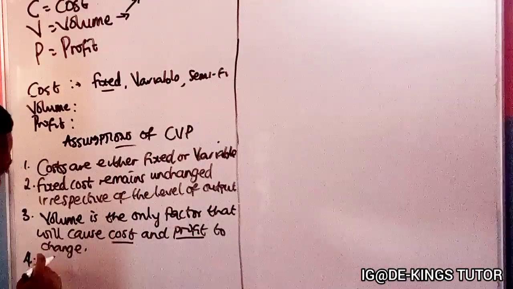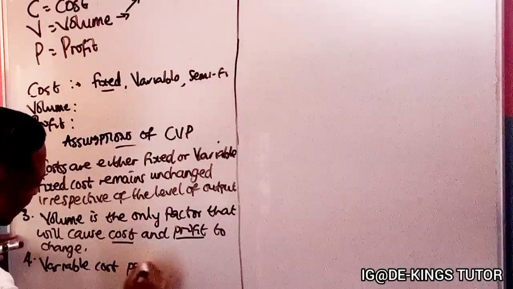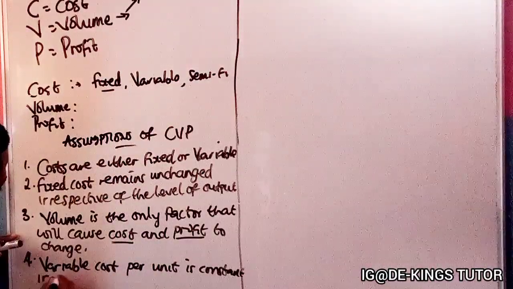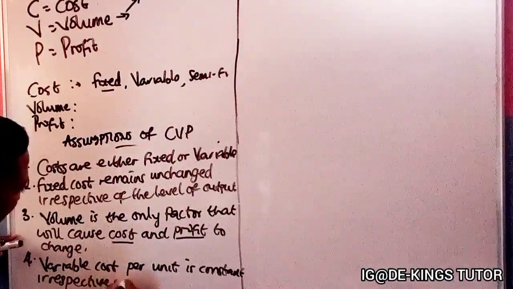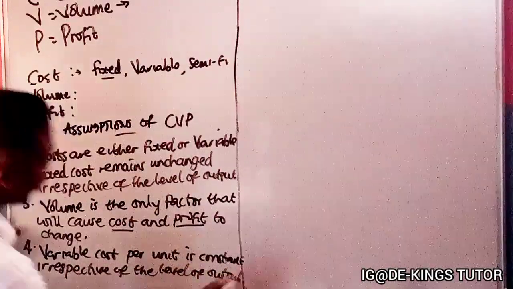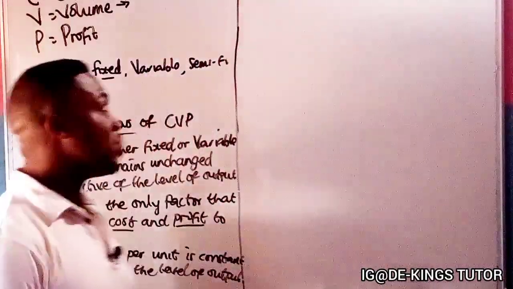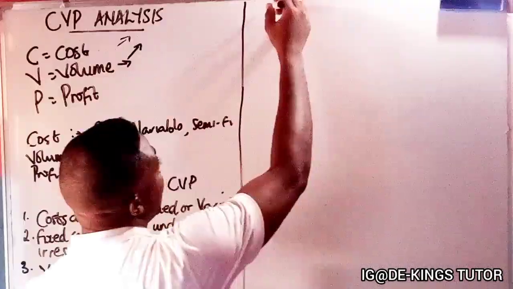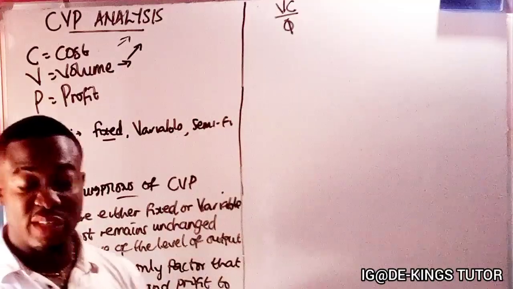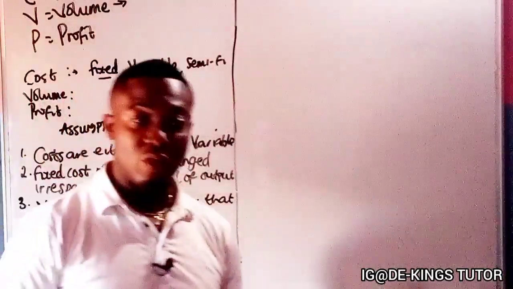And the fourth one, variable cost per unit is constant irrespective of the level of output. A variable cost per unit, the formula can be given as the variable cost over quantity. Okay, that gives us the variable cost per unit. So we said the variable cost per unit is constant irrespective of the level of output.